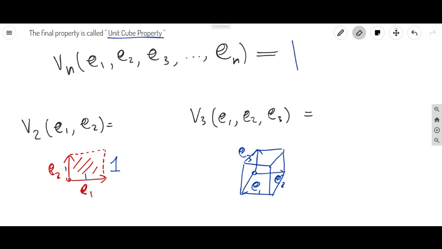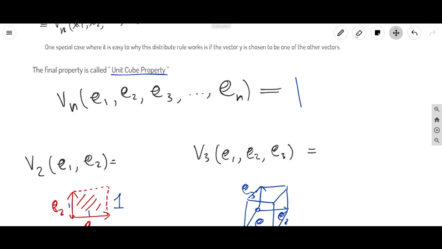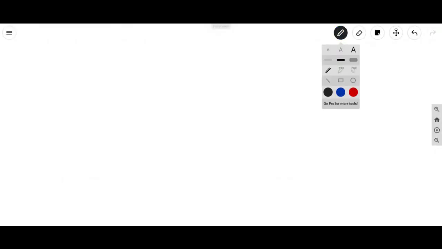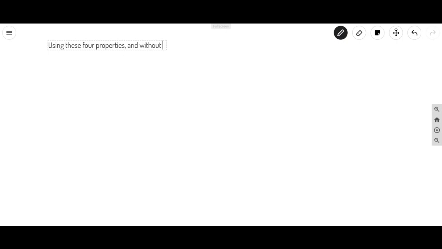So we have enough time to do one very simple example, and then we'll say something about the exam. So these are the 4 properties. And the nice thing is that using these 4 properties, and without drawing any geometry, any pictures at all, you can easily calculate the n-dimensional volume of any parallelogram.